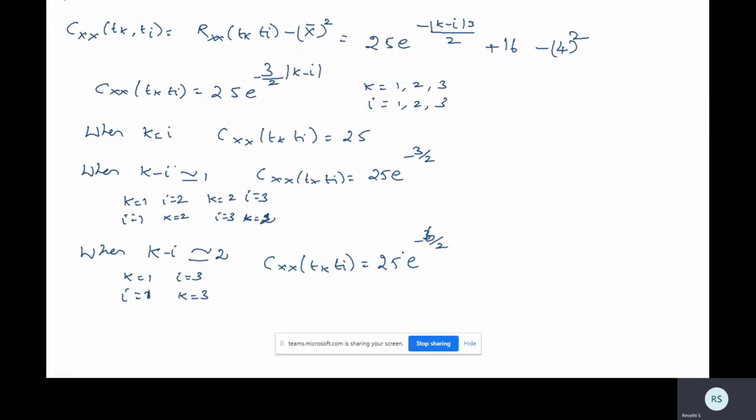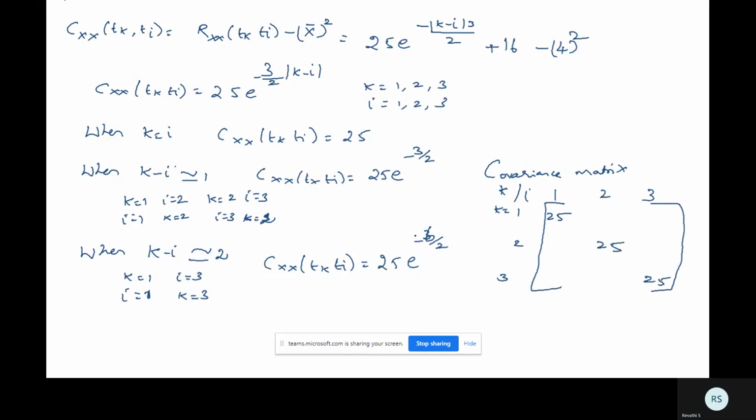So now how can you write the covariance matrix? All the diagonals should occupy the variance, that is k equal to I. So you can write k in the rows 1, 2, 3 and I in the columns 1, 2, 3. When k and I are the same, k is 1, I is 1, k is 2, I is 2, k is 3, I is 3, we are having Cxx as 25. So you can write all the diagonals as 25.